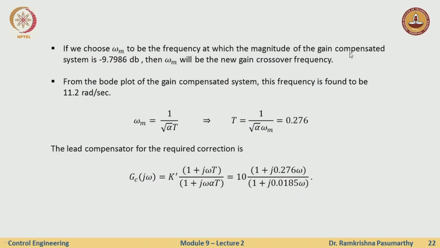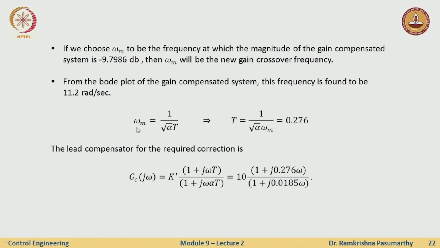Now let us see this statement again. Choose the omega m to be the frequency at which the magnitude of the gain compensated system, that is K prime times G, is minus 9.7, right. Then omega m will be the new crossover frequency, okay. Now from the Bode plot I can find out what this is, right. This frequency is found out to be 11.2 radians per second.